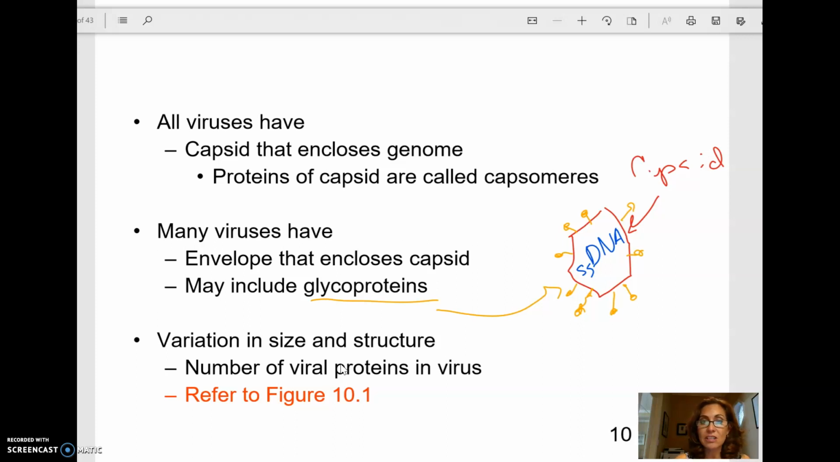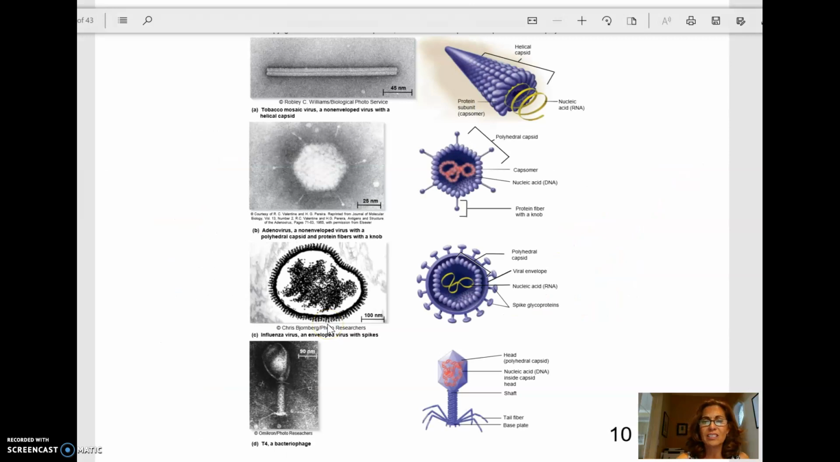What type of proteins here. We identified glycoproteins, but there can be other types of protein there as well. We don't need to name them right now. So here's some examples of what these proteins look like.